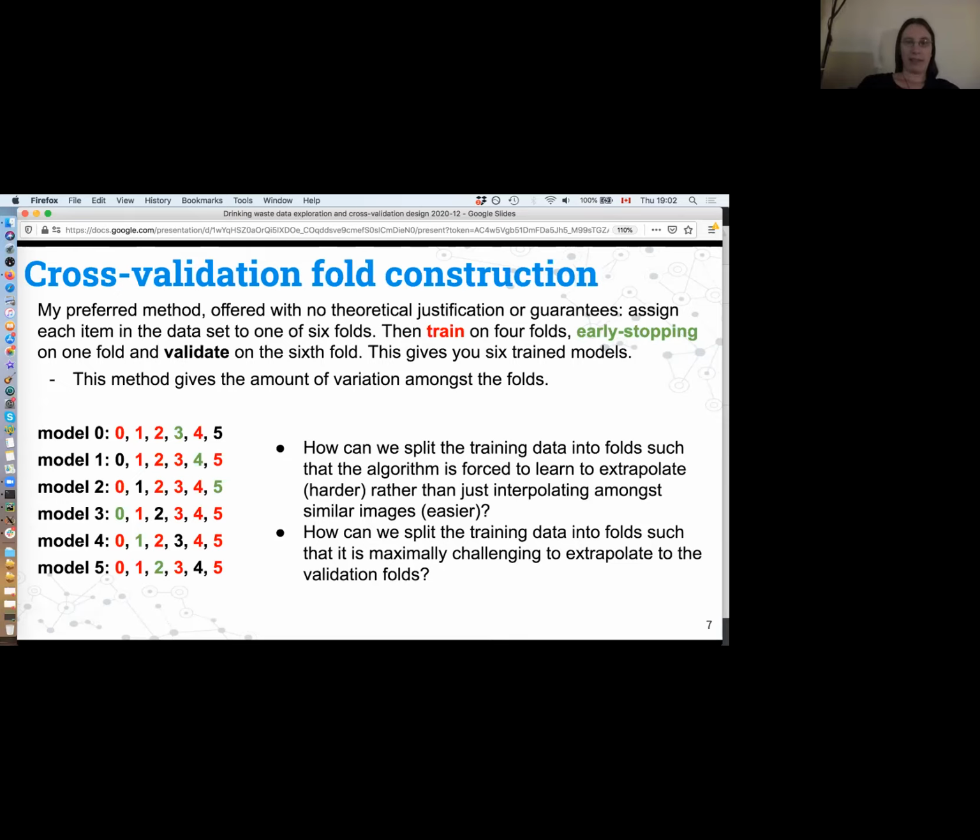Okay. So now that we have this sort of fold split philosophy, the problem becomes how can we split the data into folds such that the algorithm is forced to learn to extrapolate rather than just interpolating amongst similar images, which is the easier task. And how can we split the training data into folds such that it's maximally challenging to extrapolate to the validation fold?